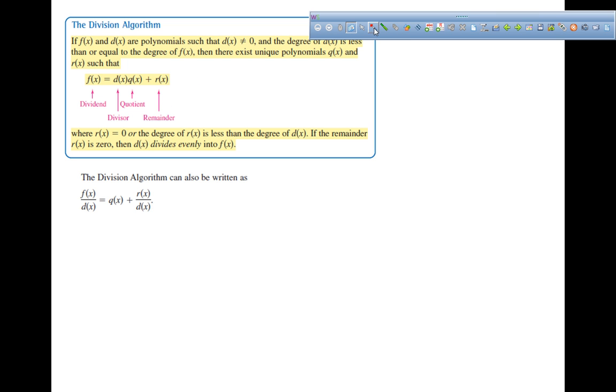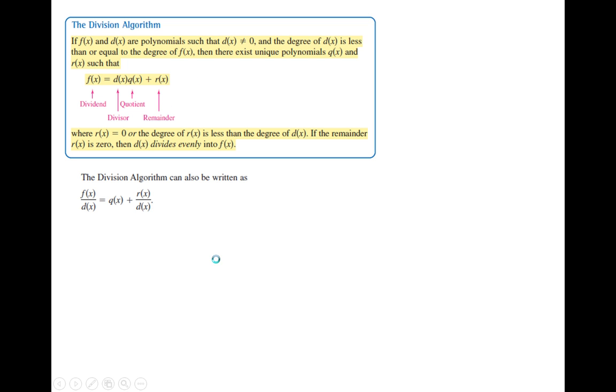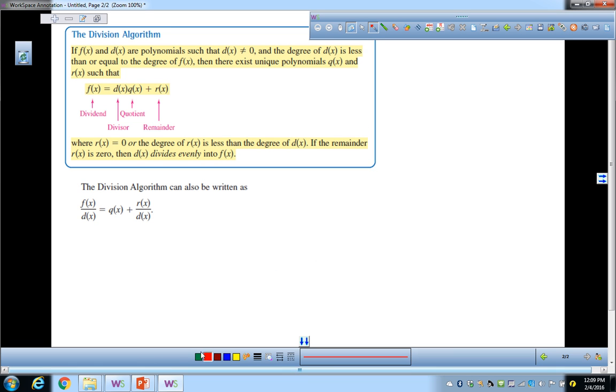So, for instance, we're going to do something that you might remember from when you were young. Let's go 8 into 28. How many times does 8 go into 28? 3 times, right? 3 times 8 is 24.